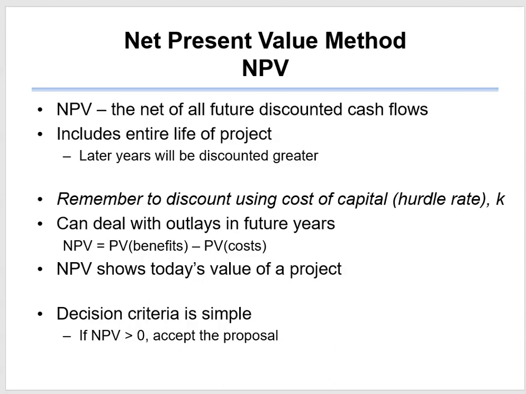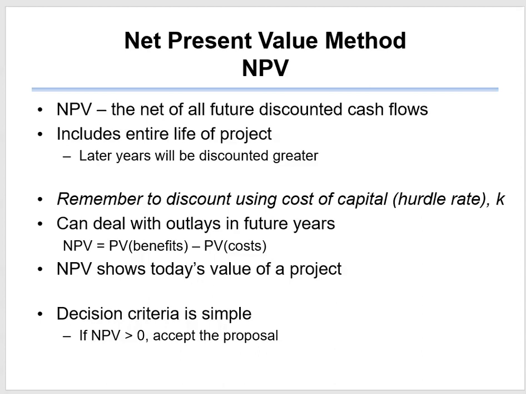And the criteria for undertaking a project is relatively simple. If the net present value is greater than 0, we do the project. It makes money for us. Counting all the discounting, taking the present value, counting all the cash flows, if the net present value is greater than 0, it should be a go.